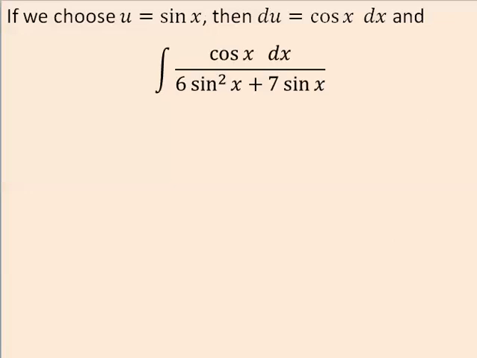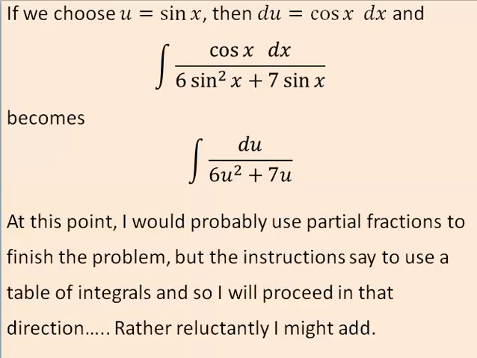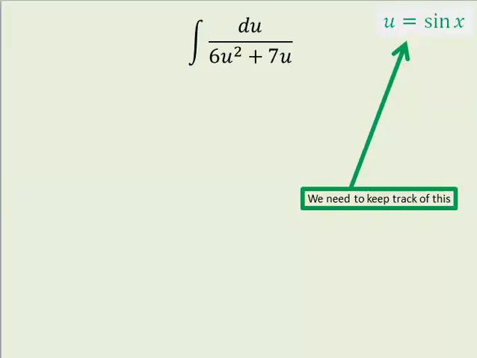If I do a substitution of u equals sine x, then du equals cosine x dx. And the integral becomes this. At this point, I would probably use partial fractions to finish the problem, but the instructions say to use a table of integrals, and so I will proceed in that direction, although I have to tell you, I do that rather reluctantly. We do need to keep track of the substitution that we made.